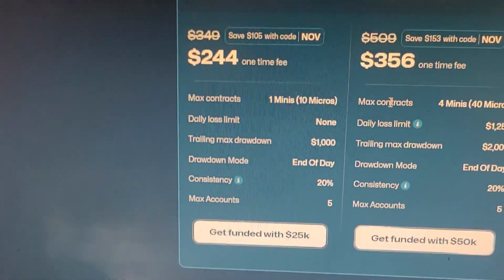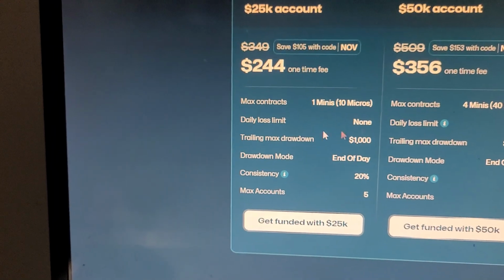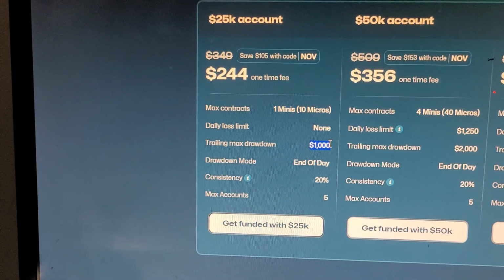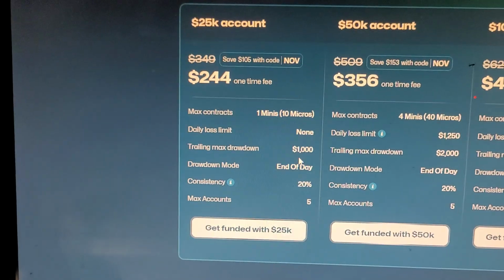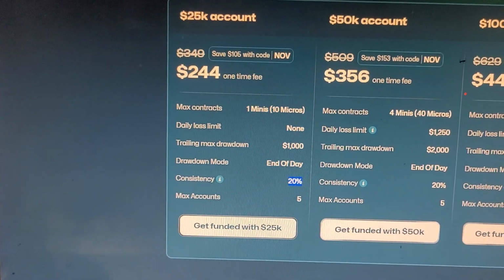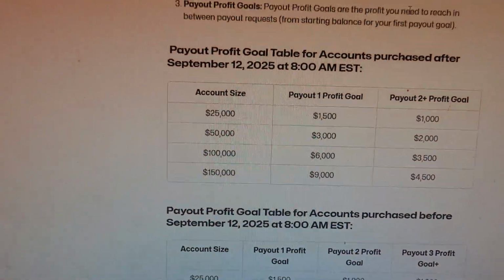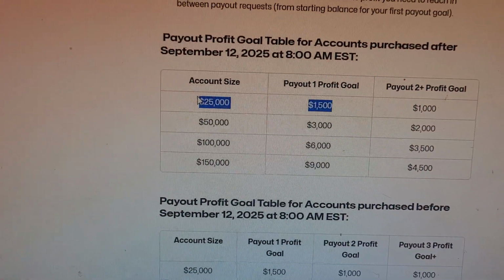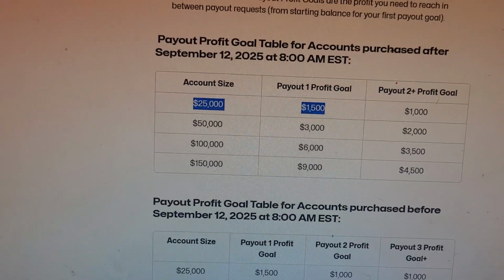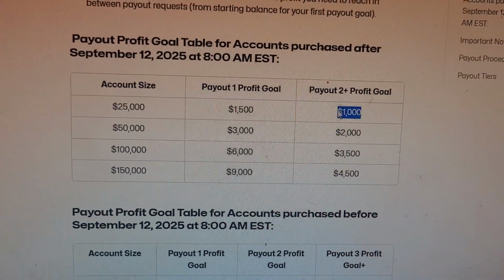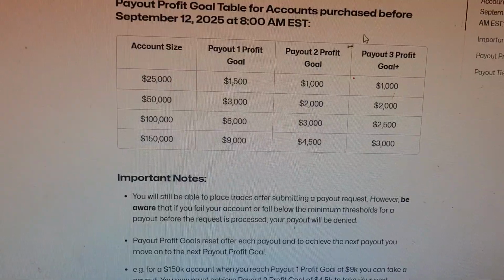of Tradeify. I'll go to the website right now. I'm already on it, but I'll show you. So Tradeify, the 25K account. This is the daily drawdown or the max drawdown. Sorry, the consistency rule, and this is the profit target goal. At least for the first one, the 25K is 1,500, and then after that it's 1,000, and that's really just how it is.